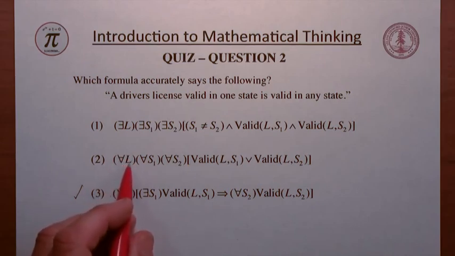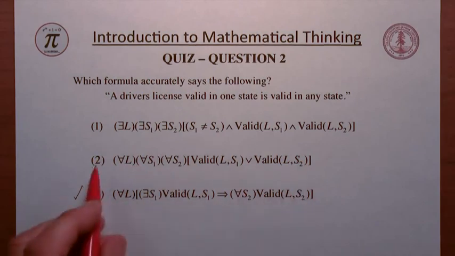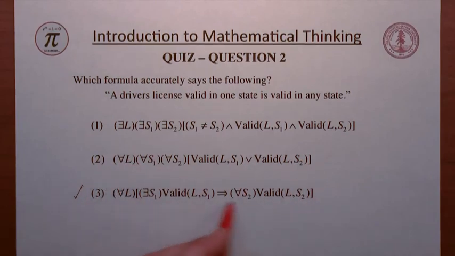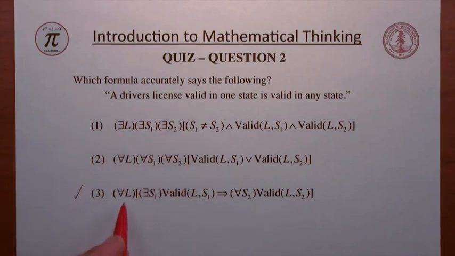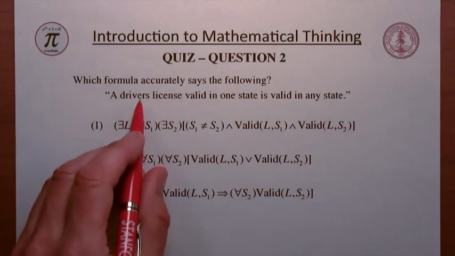Okay, if you've got an invalid license, that means the whole thing is wrong. This one is the one that captures that sentence. Let's just read it. It says for every license, any license, if there is a state in which that license is valid, then that license is valid in all states. So 3 is the one that captures this sentence.